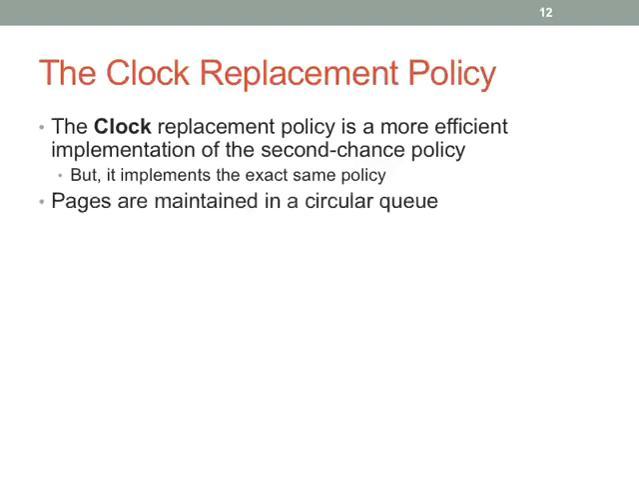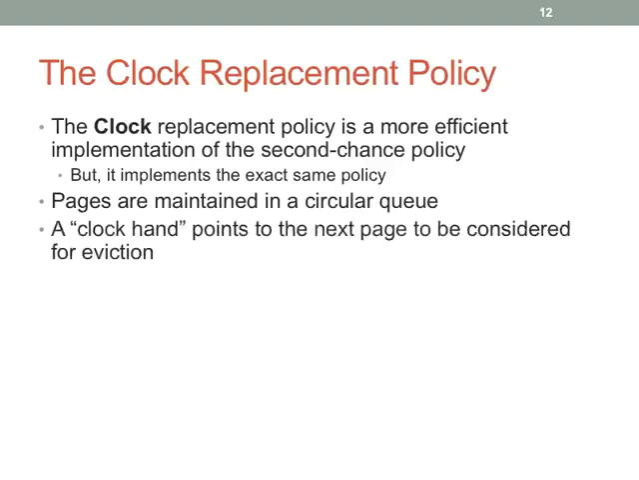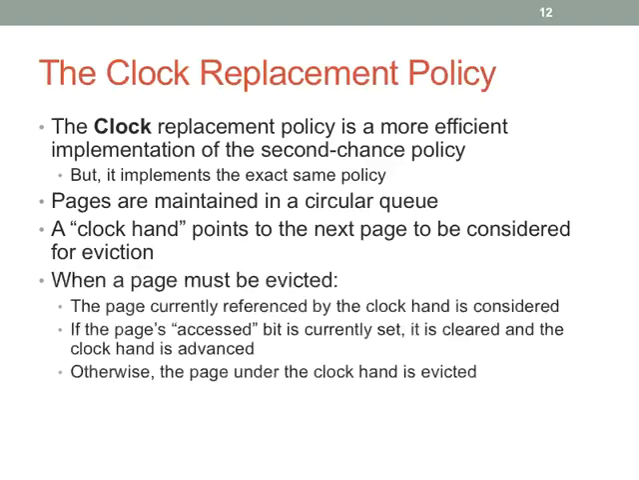So basically you have all pages, and again I should probably be more specific and say that all frames are maintained in a circular queue. I should say frames with pages in them would probably be the right way of saying it. And you have a clock hand that points to the current head of the queue. Okay? So that's the one that you would consider for eviction if I have a situation where I need another frame to use for something else. So that's where the clock hand points.